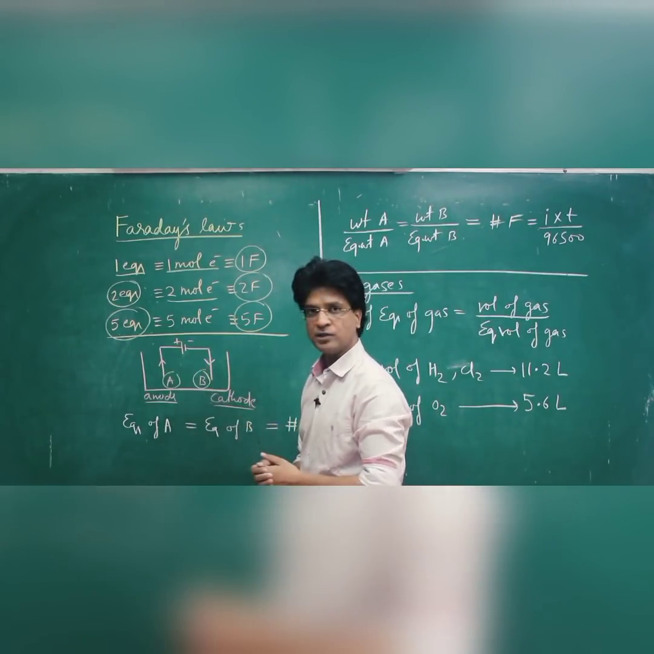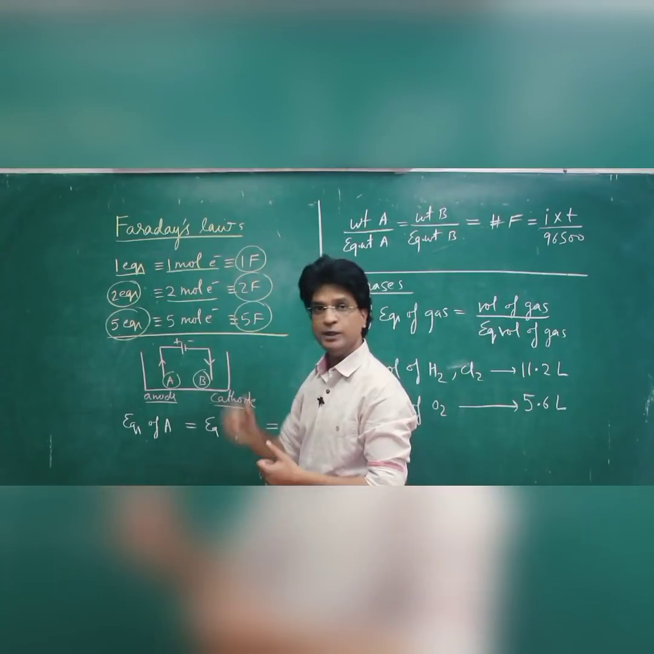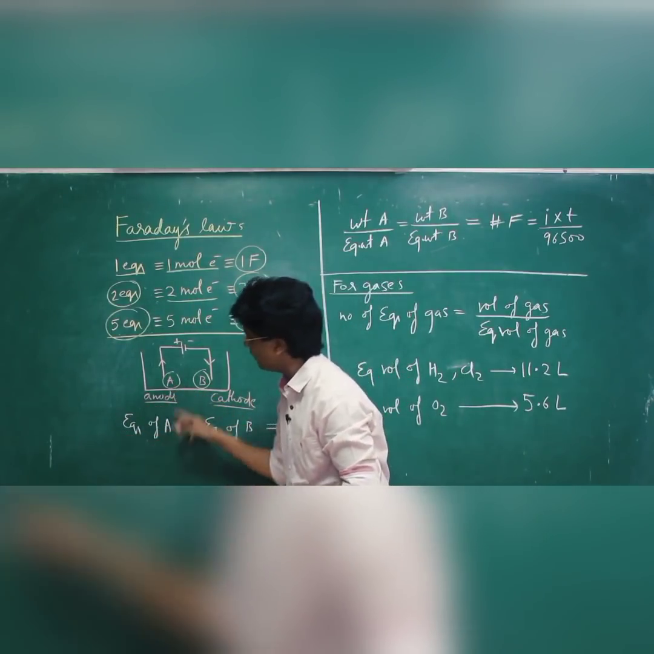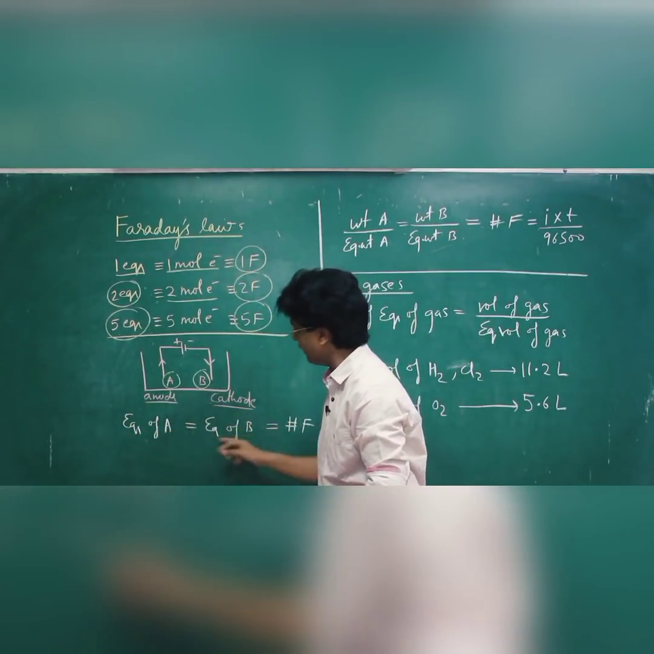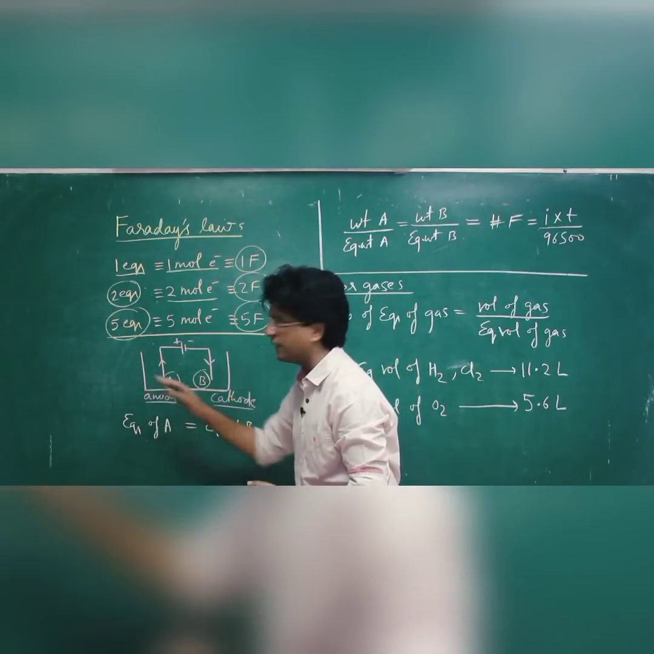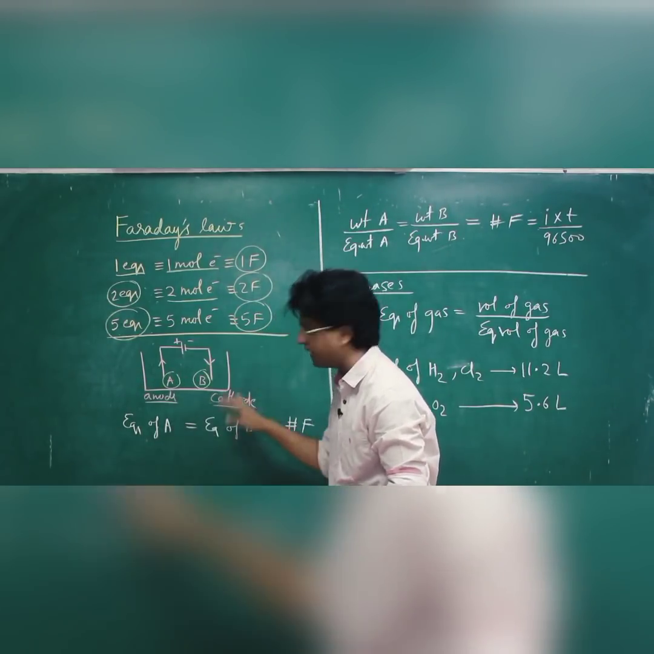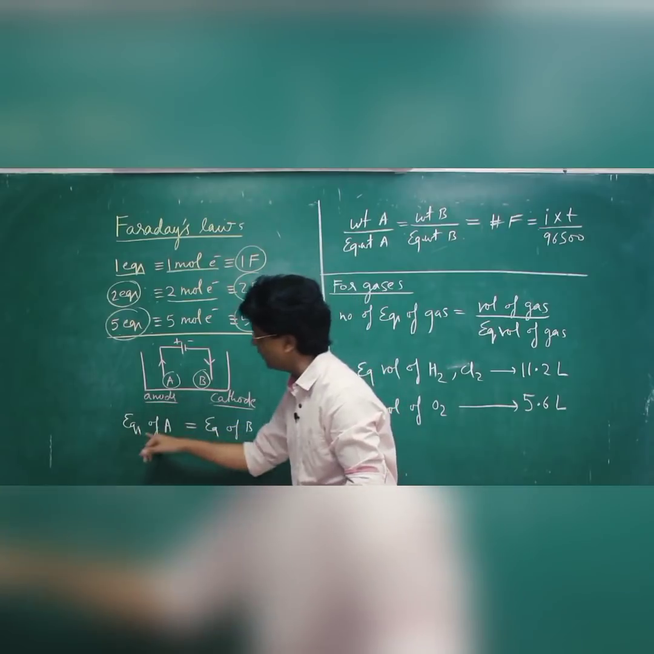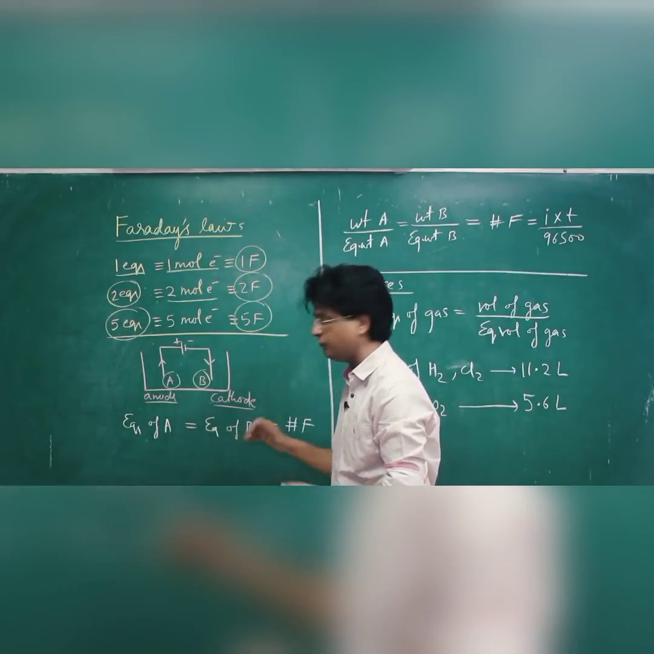When I say same charge, I mean what is charge? Nothing but equivalents. So the equivalent of A will be equal to the equivalent of B. I mean to say that the charge given by A will be equal to the charge accepted by B. Or you can say in simple words, the equivalent of A will be equal to the equivalent of B.